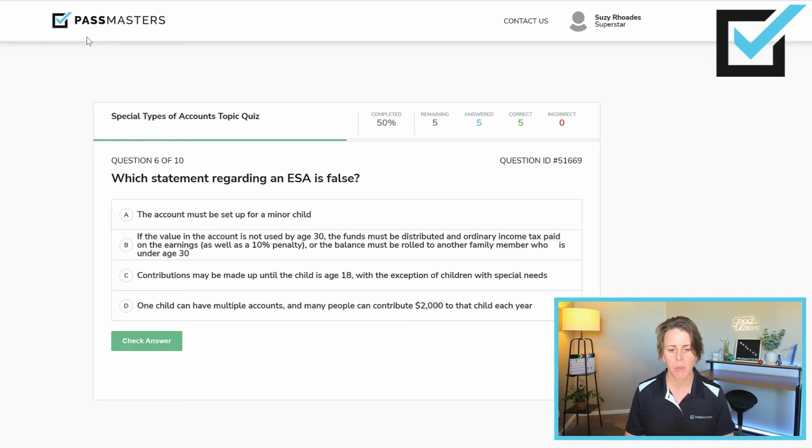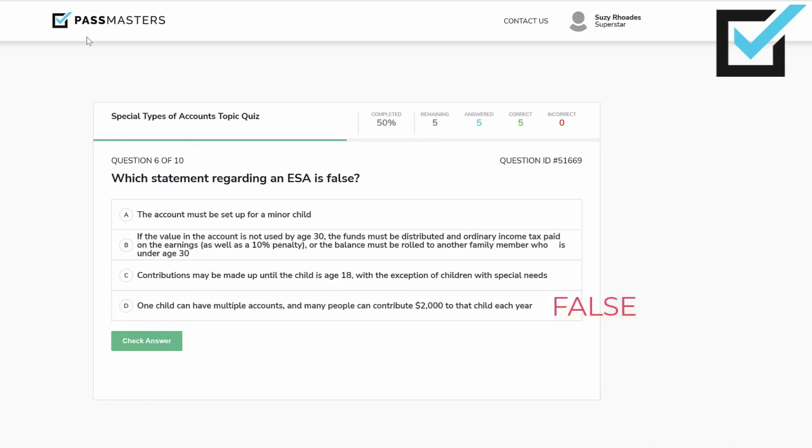One child can have multiple accounts, and many people can contribute $2,000 to that child each year. No, it's a limit under current tax code of $2,000 per child in total. So part of that statement is true. One child can have multiple accounts, but the total combined contributions into that child's accounts in a given tax year, the most currently $2,000. So we're looking for the false statement.